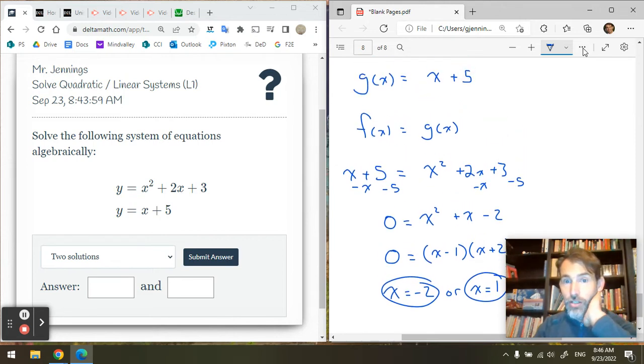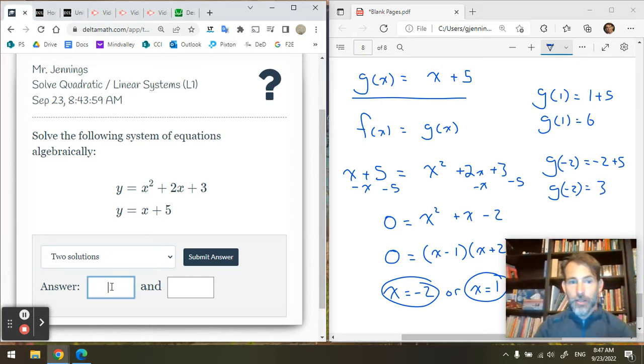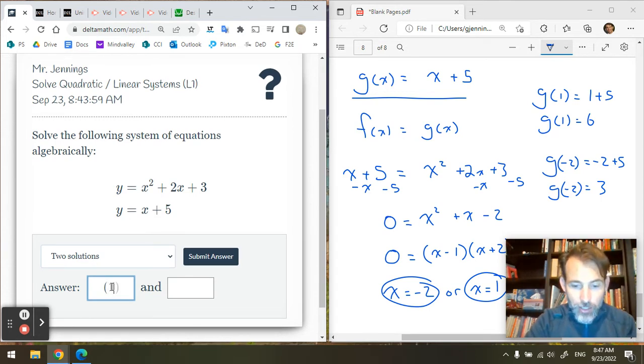Let's use the function g of x to evaluate the y values. So let's find g at 1, which is 1 plus 5. So g at 1 is equal to 6. Let's find g at negative 2, which is negative 2 plus 5. g at negative 2 equals 3. Okay, and let's put them in there. So my answers are, when x is 1, y is 6. And when x is negative 2, y is 3.